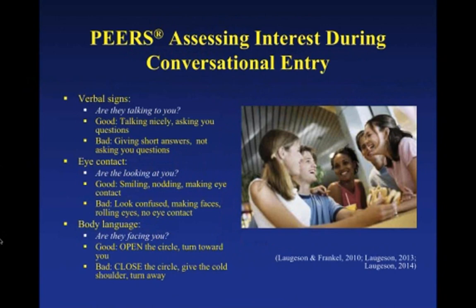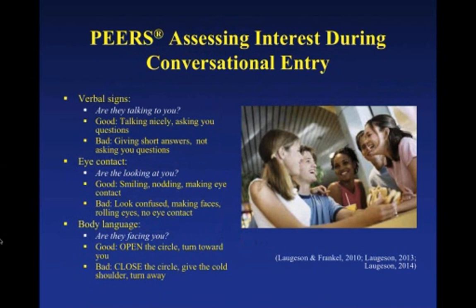So first is the verbal signs, which is, are they talking to you? And if they are, are they talking nicely to you, asking you questions, right? The bad answers would be, are they giving you short responses? They're not asking you questions, like the group did with Alina in the bad role play. Then we want to be paying attention to eye contact. So are they looking at you? And if they are looking at you, they should be smiling, nodding, making good eye contact. Versus if it's not going well, they might be looking confused, making faces, rolling their eyes, or not making any eye contact at all.